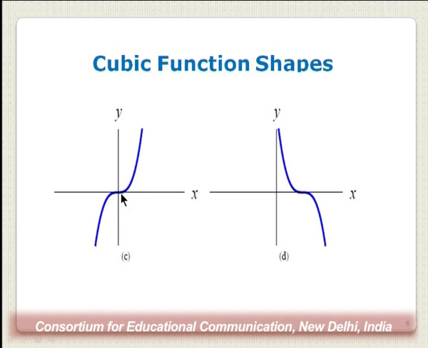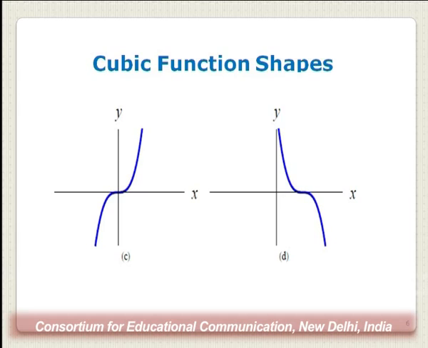And here, if you look on both the left and the right of the origin, the slope of the curve is positive. So this is a graph which does not have any turning point, and similarly the second graph here also does not have any turning point. So this is a feature which is generic to cubic function graphs.